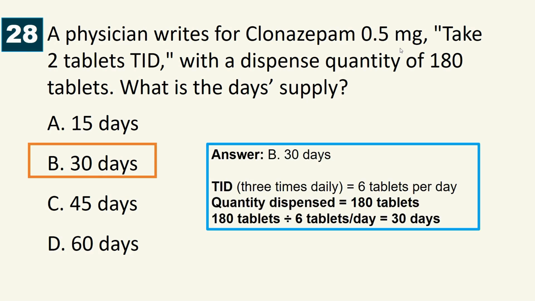Day supply should be calculated as total tablets divided by tablets per day. So in 1 day the patient takes 6 tablets. Therefore, 180 divided by 6 gives you 30 days.